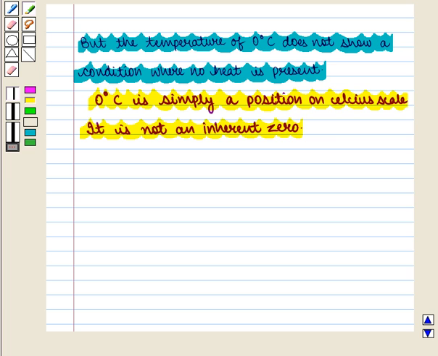Thus, in this session we have discussed branches of statistics, types of data and levels of measurement. This completes our session.